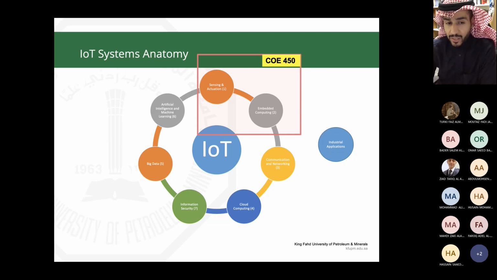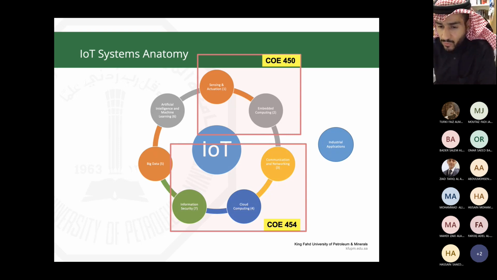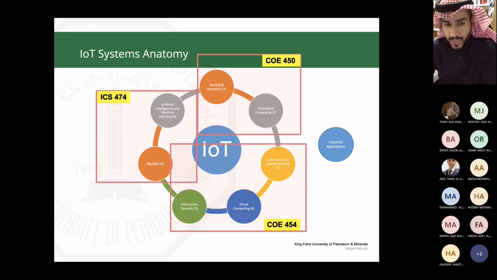In addition to taking security into consideration, all this is covered in the second course, which is 454, called the Internet of Things. And when it comes to processing data, that is when the third course comes. So we have a course that is ICS 474, which covers how you manage data, process data, and also extract intelligence from data. So that covers all the aspects about data processing.